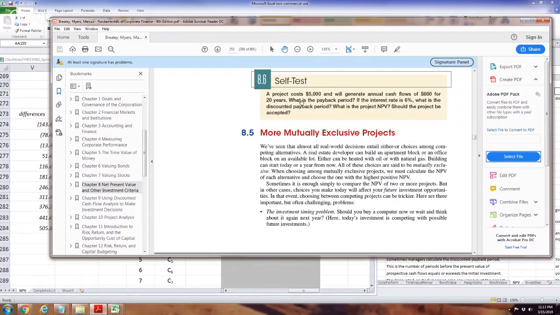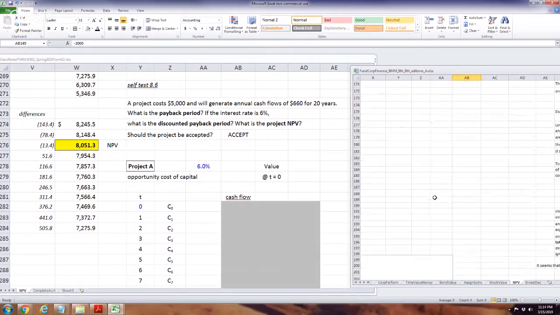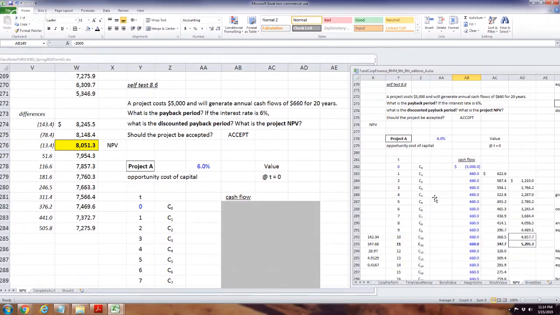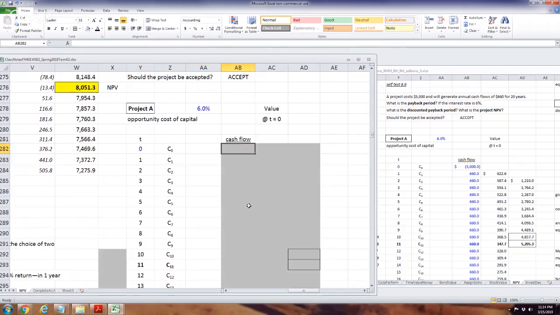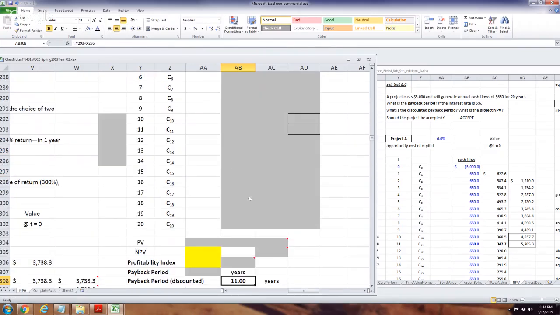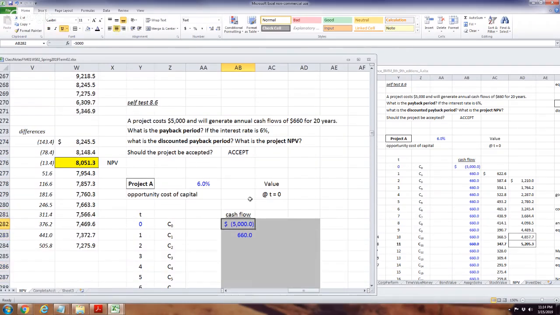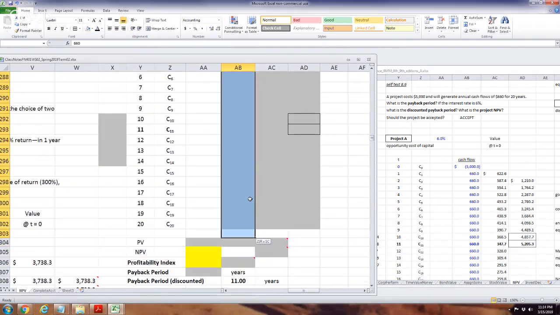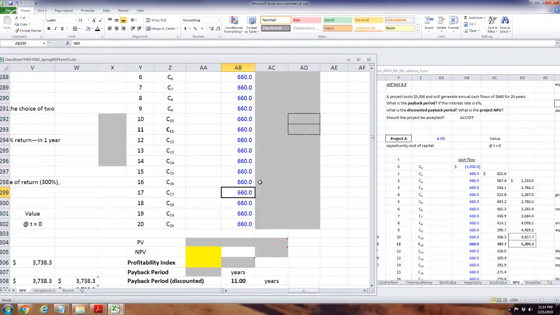20 years of cash flows, 660. What's the payback period? The discount rate? What's the projected NPV? Should it be accepted? All that. So that's a big project where you're spending $5,000 in capital. 660 all the way across the board. Control D. Those are your 660s, which are right there, so you have 20 of them.